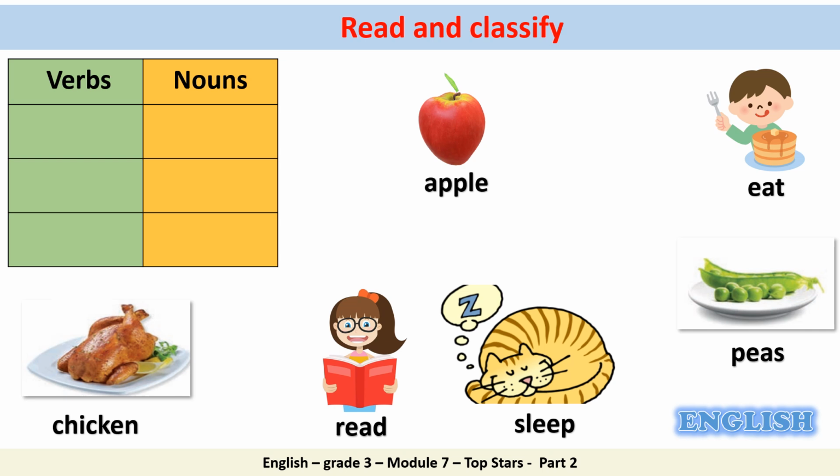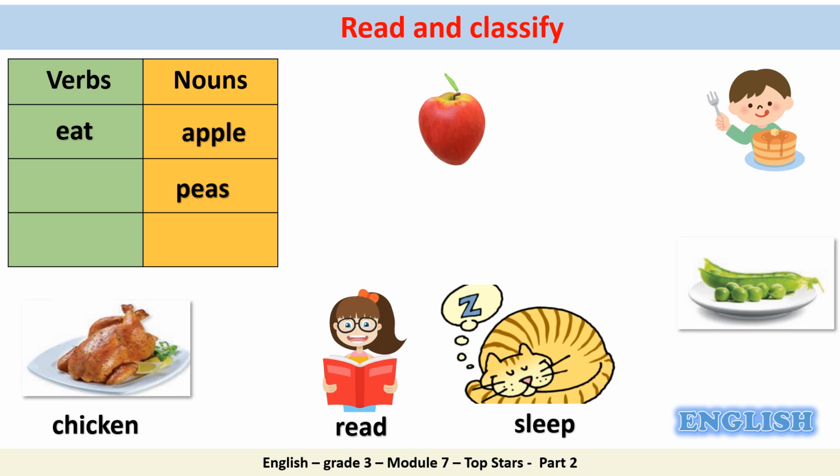To start our lesson, look at these pictures and read the words in order to classify them into verbs and nouns. Let's do number 1 together. It's an apple. Apple is a noun. Now, pause the video and try to do the task. Picture number 2. He is eating. Eat is a verb. Picture number 3. Peas. Peas is a noun.